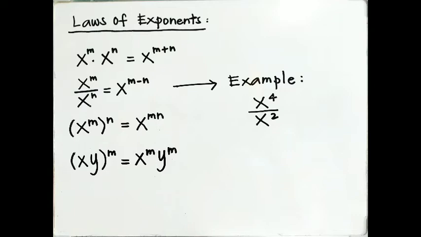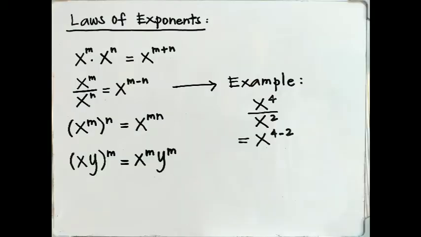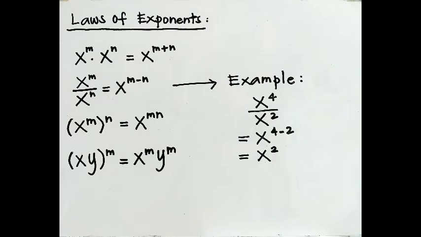For the law of exponent x to the m power divided by x to the n power, it is equal to x to the m minus n power. That is if and only if x is not equal to 0. For example, x to the fourth power over x squared. It is equal to x to the power 4 minus 2. Therefore, it is equal to x squared or x to the second power.